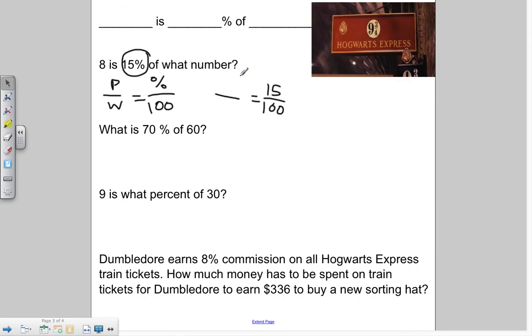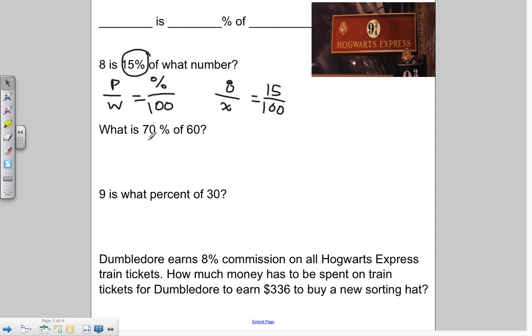Which one's the part and which one's the whole? Let's think about it. 8 is 15% of what number? Of is typically referring to out of the whole number. So what number is my x, and that's going to be my whole. 8 is going to be my part. Once I've got it set up in a proportion, I cross multiply to solve. I'm not going to do that right now.